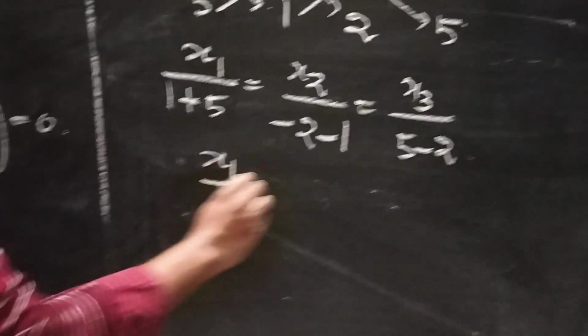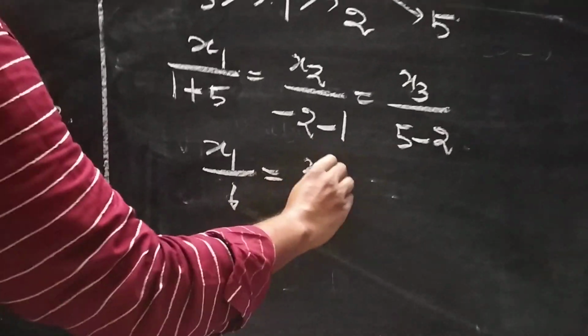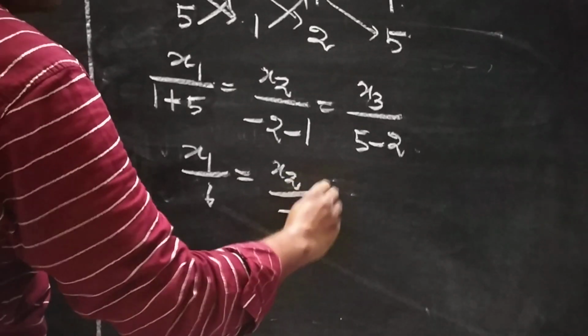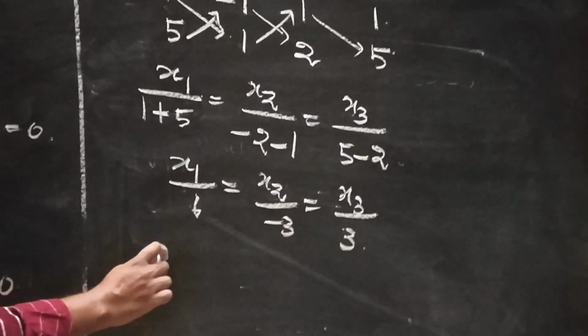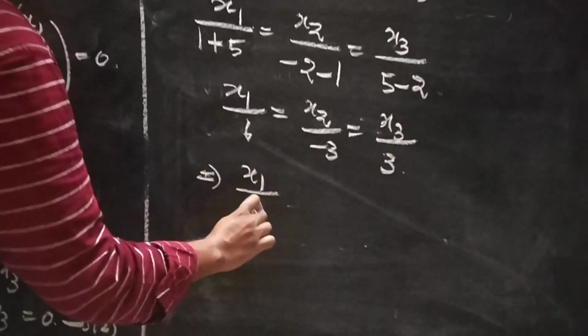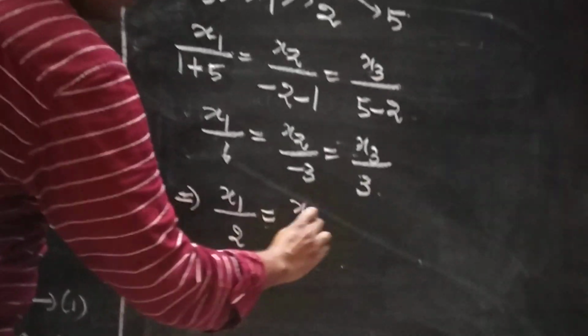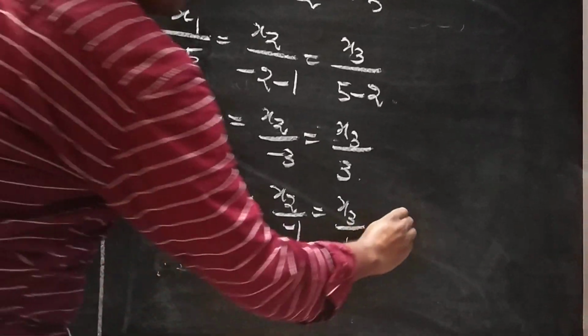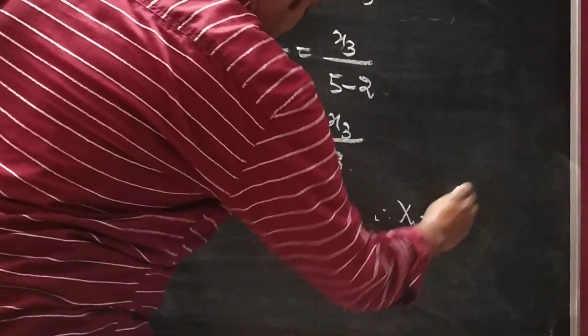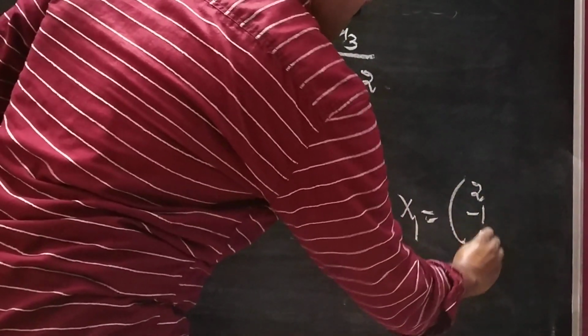So therefore x1 value is 6, x2 value is minus 3, x3 value is 3. So throughout divided by 3, we get 2, minus 1, 1. So therefore first eigenvector is 2, minus 1, 1.